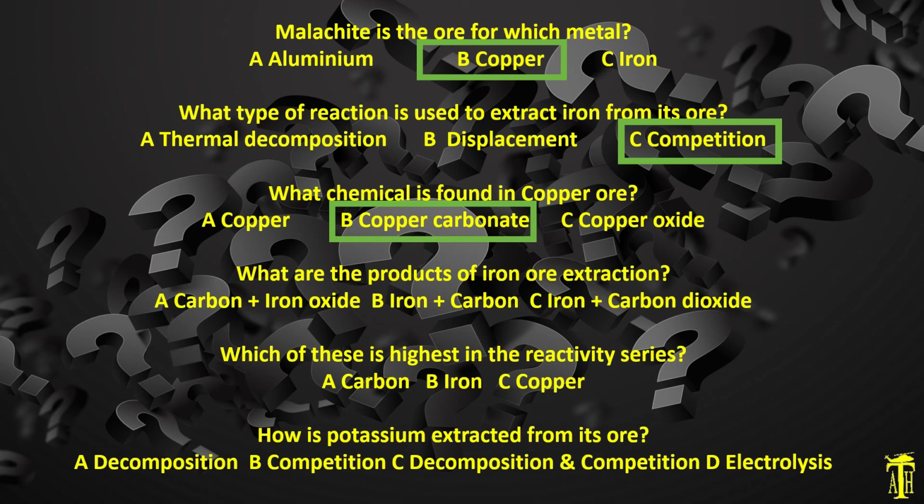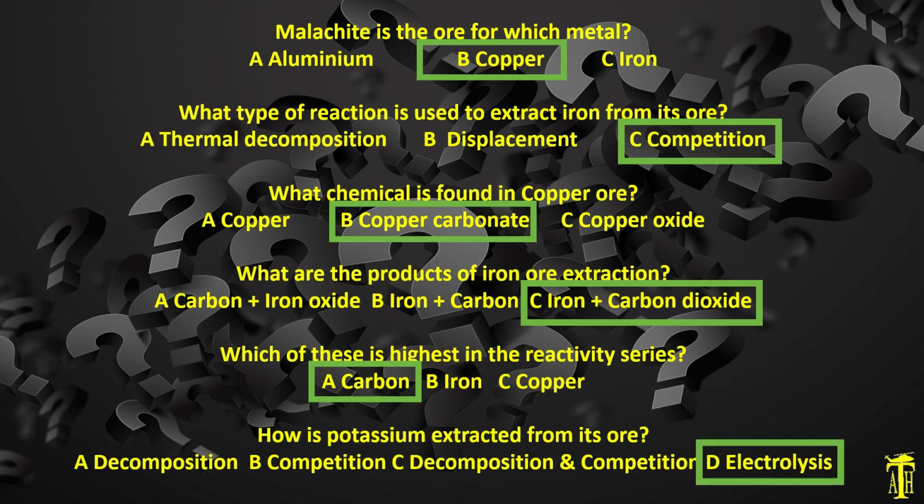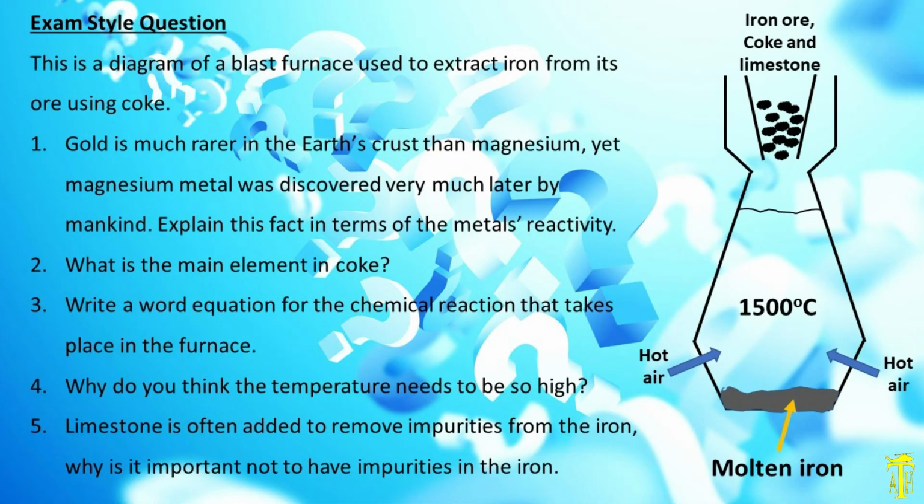What are the products of iron ore extraction? So iron and carbon dioxide from that competition reaction. Which of these is highest in the reactivity series? Carbon can extract both iron and copper from their oxides, so it's carbon. And how is potassium extracted from its ore? So potassium, if you remember, is above carbon in the reactivity series, so we need to use electricity, using electrolysis.